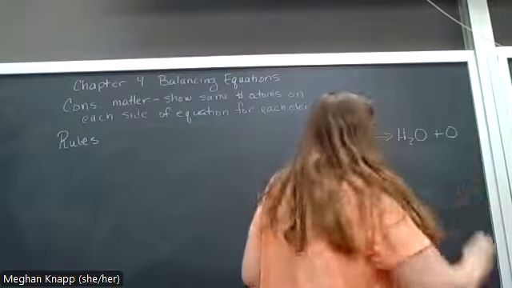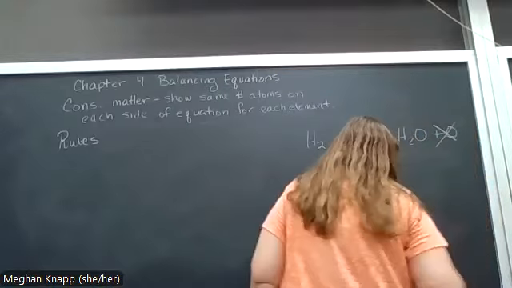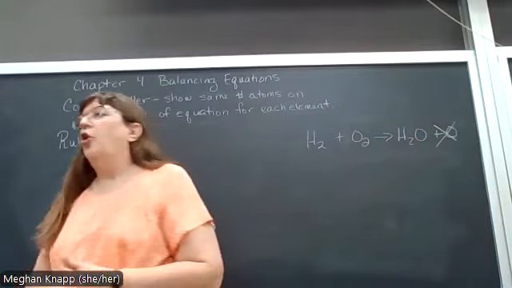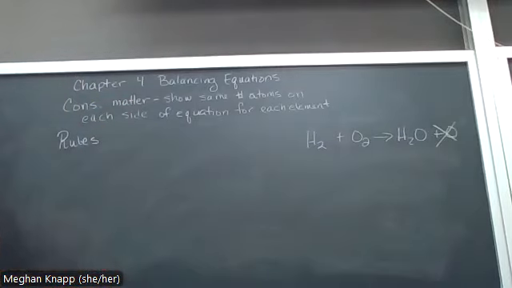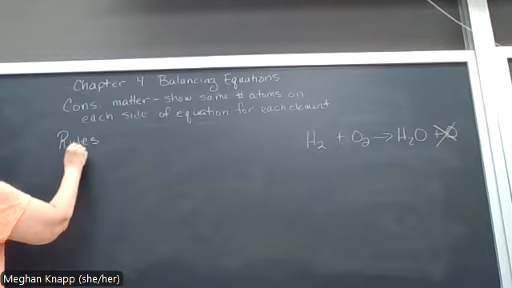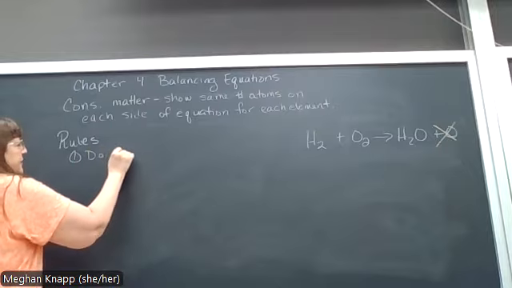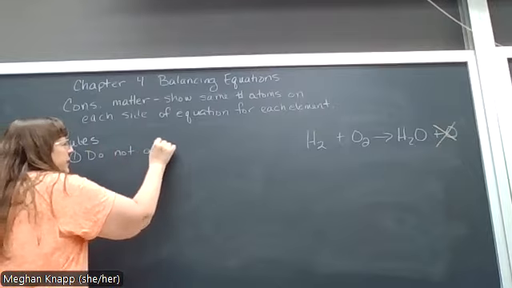You are not allowed to do that. When I give you an equation, all of the chemicals that are on both sides of the equation are already there. So you don't get to add any chemicals. You don't get to say, what if that chemical weren't there? That would make my life easier. No, you have to work with the chemicals that are given to you. So the first rule is do not add or remove chemicals.